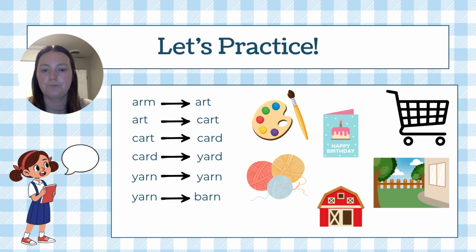And then we would find the picture in this group, what shows art, and they would identify the picture. Now change art, add k to the beginning. What's your new word? Cart, and we would find the cart. And we could talk about, we use a cart at a grocery store. We shop with our cart, we put the items in the cart, and then change t to d. What's your new word? And the new word is card, and they would identify the picture card.